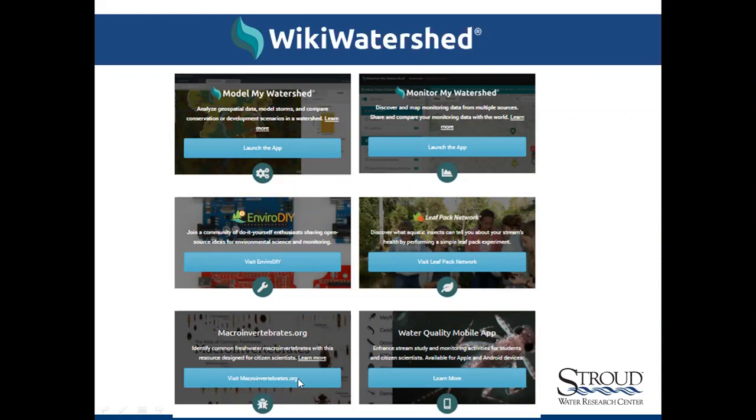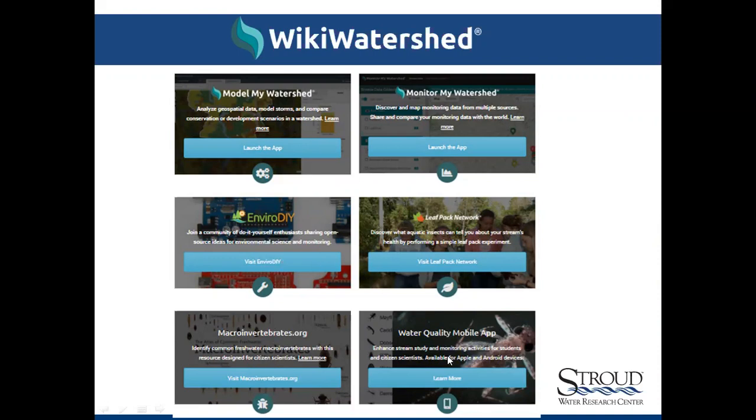Macroinvertebrates.org is a really nice new taxonomic website with super clear, very detailed, close-up photographs of lots of different aquatic insects. It's an excellent resource if you want to learn your insects.